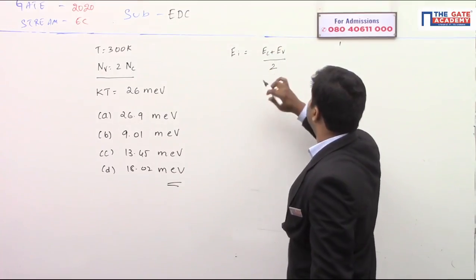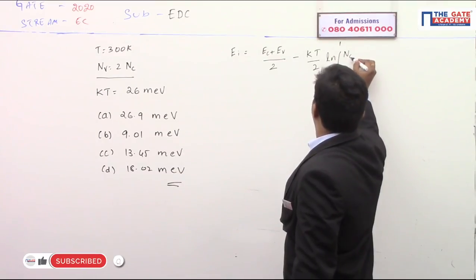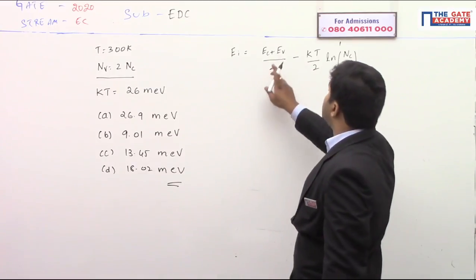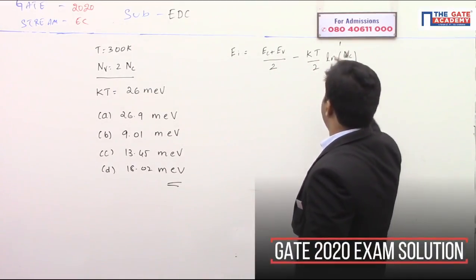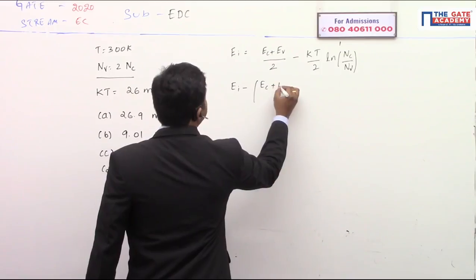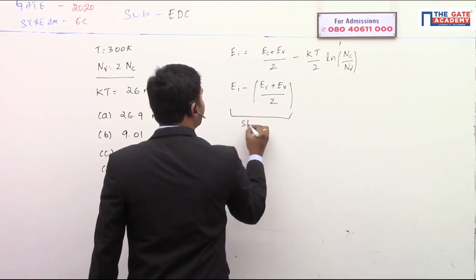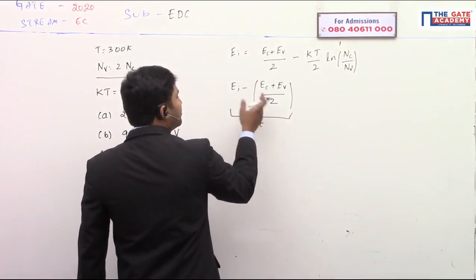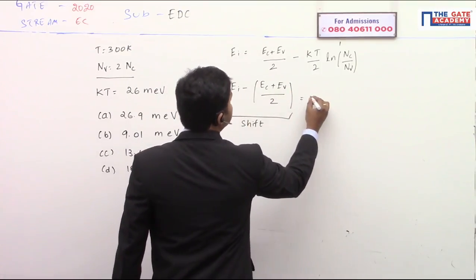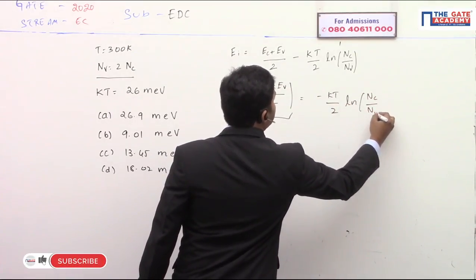This is what we are referring to as the mid band gap, minus kT by 2 ln of Nc by Nv. So the intrinsic Fermi level is given by (EC plus EV) by 2 minus kT by 2 ln of Nc by Nv. So what I can do here is EI minus (EC plus EV) divided by 2. Because the question is all about the shift of the Fermi energy level from the mid of the band gap, this is the shift value, which is equal to minus kT by 2 ln of Nc by Nv.